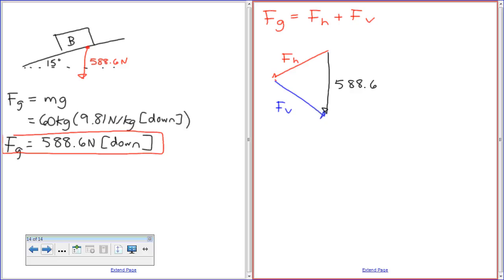Okay, just wait. If you're thinking, Billy, all I'm saying is this vector right here, I'll do it in blue so you can see, is going to be the horizontal force, backwards down the slope. And then the vertical force is going to be down like this.